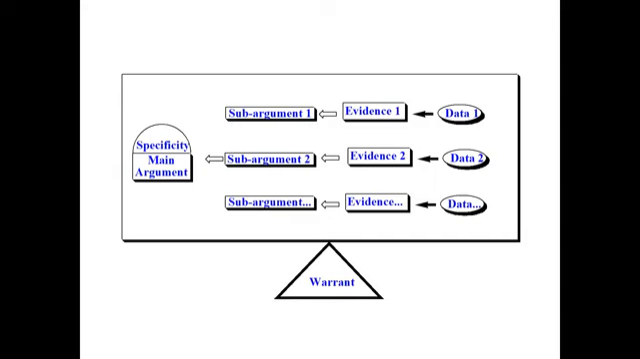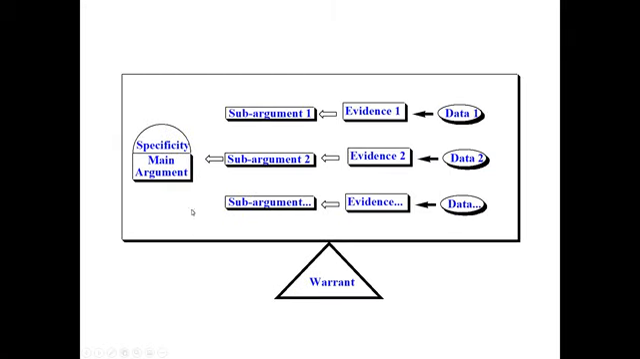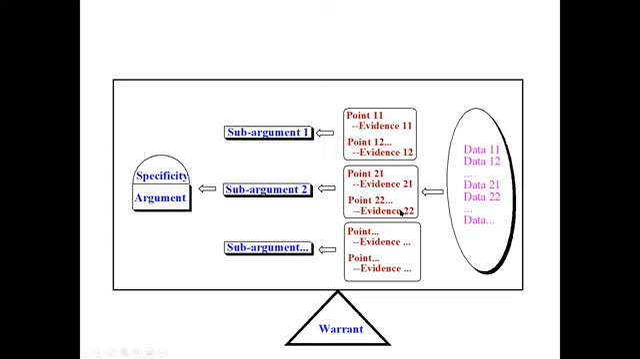I'll show you how. So this is one kind of structure of argument. You have a main argument, and then you break this argument down into sub-arguments. For each sub-argument, you have evidence to support it, and you have the warrant to make sure this whole process is valid. Okay, and even published articles in academia usually have this structure.